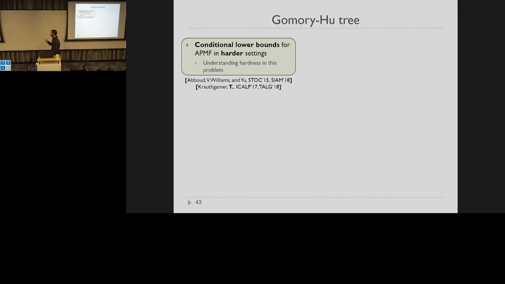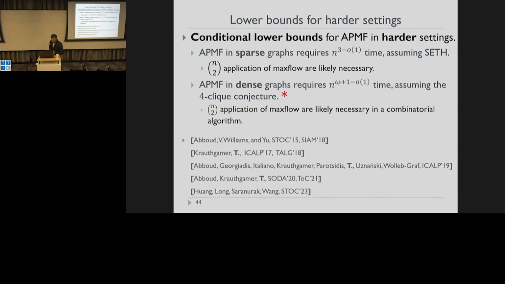Right? For Gomory-Hu tree, no conditional lower bounds were known, so we thought it makes sense to consider the problem in slightly more difficult settings. Gomory-Hu tree, as we said, exists if the graph is undirected and edge capacitated. So maybe you want to consider directed graphs, or the capacities are on the nodes versus the edges, and so forth. And we did manage, we and others, to show conditional lower bounds for those other settings.